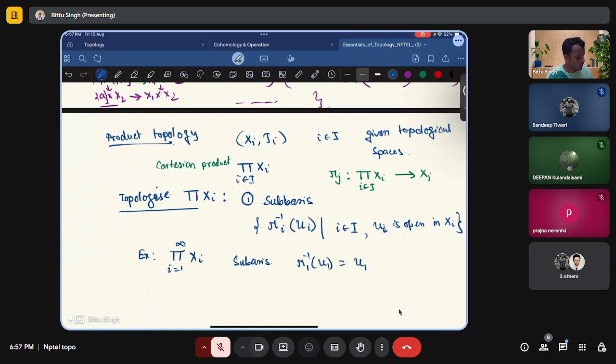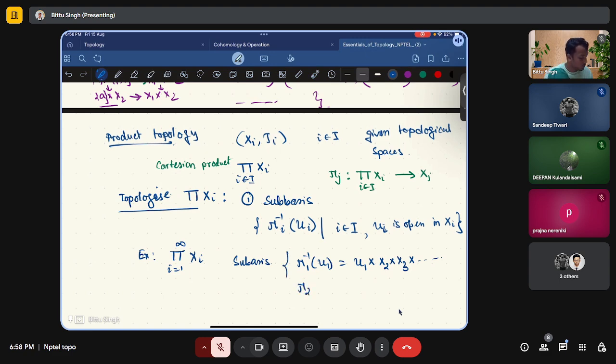It will be u1 and everything else is the same set, x2 cross x3, dot dot. Because if we take the projection pi 1, then it will send me to u1, because the projection does not depend on those terms. So everything will be there in pi 1 inverse, right? So the subbasis will look like this kind of set, some u1 and everything else is the same.